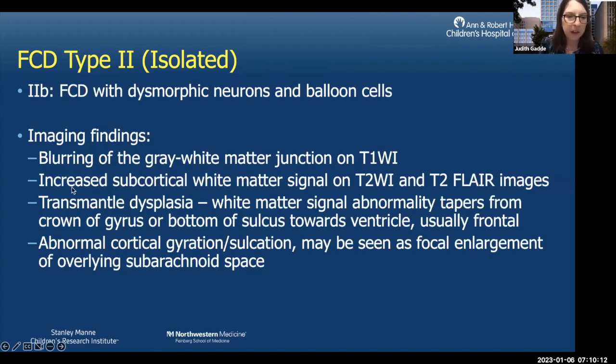And then the classic thing that you're going to look for is what's called transmantle dysplasia, which I'll show you an example of. But that's basically where there's this T2 hyperintensity in the subcortical white matter that will taper, which means kind of coming down like in a triangular shape from the crown of the gyrus or the bottom of the sulcus that's involved towards the ventricle, and it's usually the frontal horns of the lateral ventricles. But again, some other findings that we can look for are abnormal cortical gyration and sulcation, and this can be as subtle as having just focal enlargement of the overlying subarachnoid space.